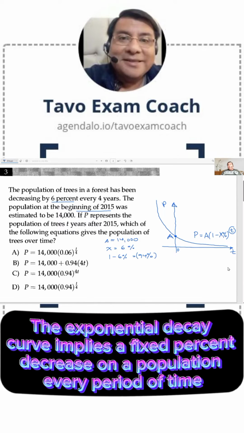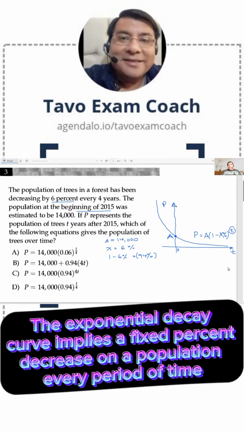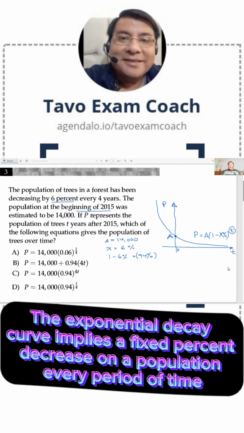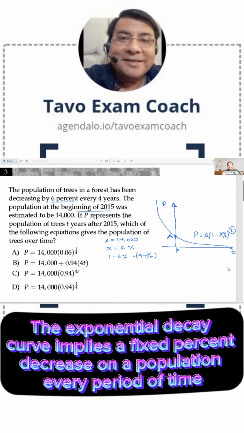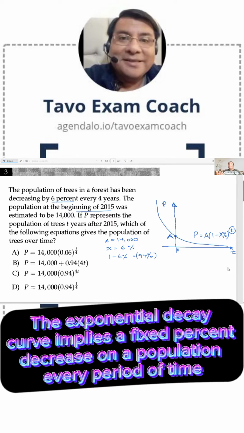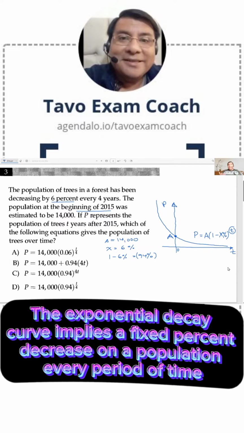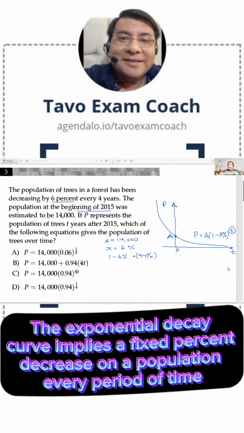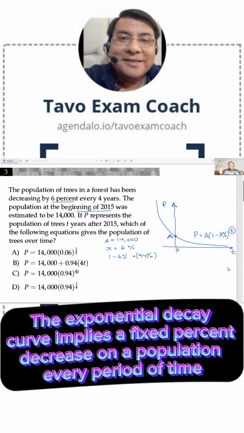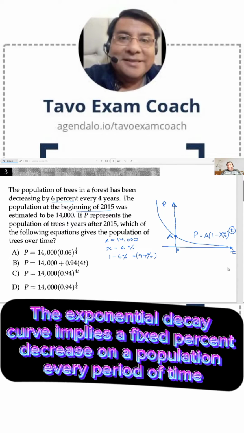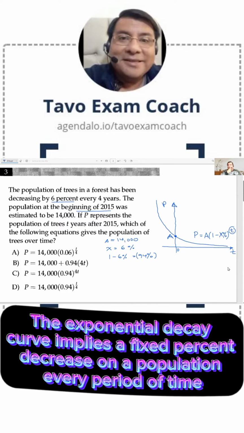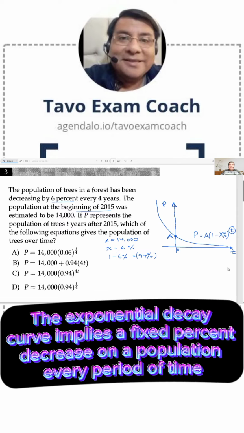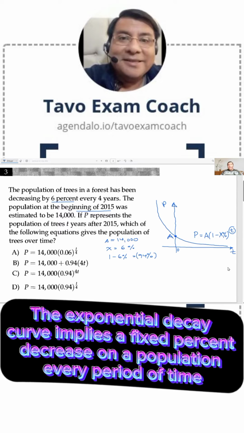Because, for example, when T equals 4, then 4 divided by 4 will be 1, and the percent decrease of 6% will be applied to the population. Then, when T equals 8, 8 divided by 4 will be 2. So that means that you will have a new decrease of 6%. Okay, so now we see that this exponent needs to be T over 4.